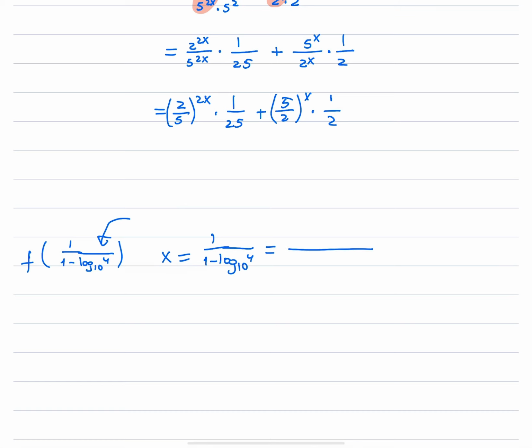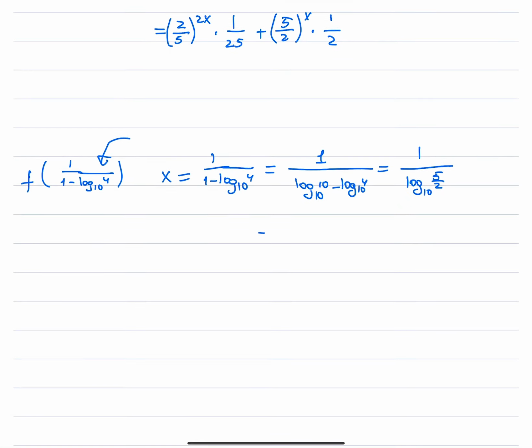So if I try to simplify this one, it's going to be 1 over, instead of 1, I'm going to write log base 10 of 10, which is just the 1, take away log base 10 of 4, which is going to give me 1 over log base 10 of, obviously, 10 divided, since subtraction in logarithmic functions means division of arguments. So 10 divided by 4, which I'm going to simplify as 5 over 2. So again, you have to know the change of base formula for logarithms.